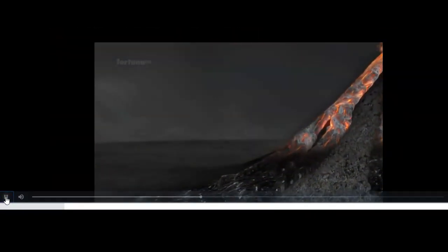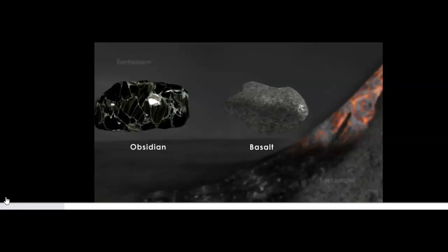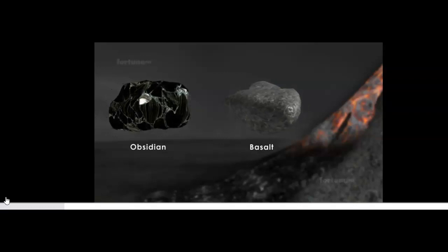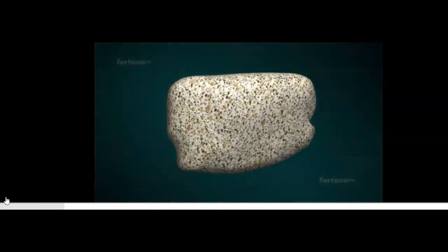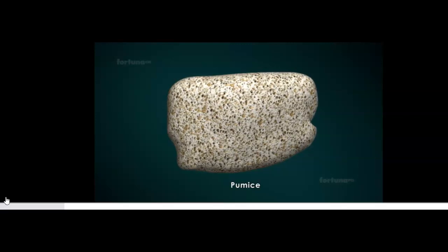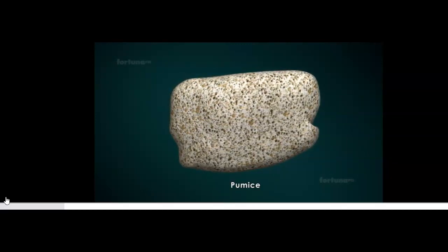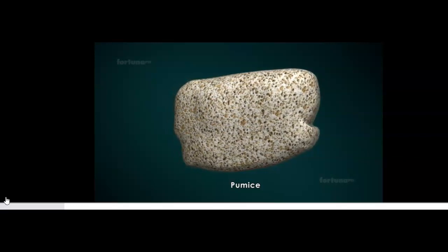This erupted lava will solidify and form extrusive rocks on the planet's surface. Basalt is a dark, extrusive igneous rock, as is obsidian, a dark-colored glassy rock that forms when lava cools very rapidly. A third common extrusive igneous rock is pumice, which is formed when gas becomes trapped in the rock as it solidifies. This causes pumice to be rough in texture and filled with hollow cavities.